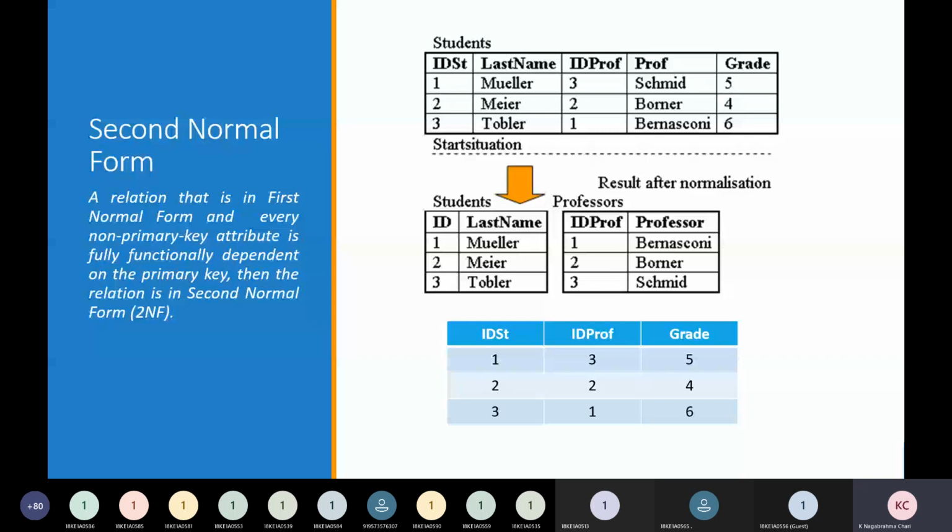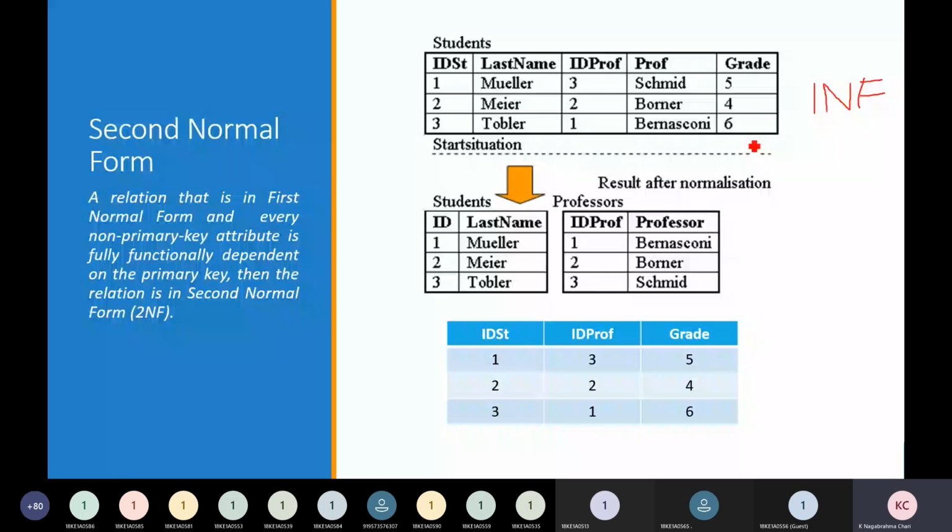Suppose consider here a students table. Now you check, is there any multi-valued attribute? There is no multi-valued attribute. Every row, every column we are having atomic values only. Now this is in first normal form. Very important, so all of you pay attention. So this is first normal form.